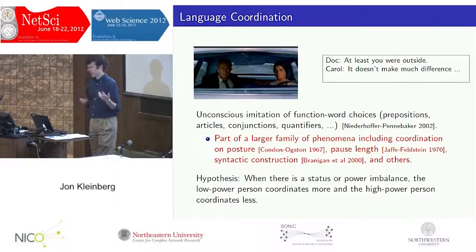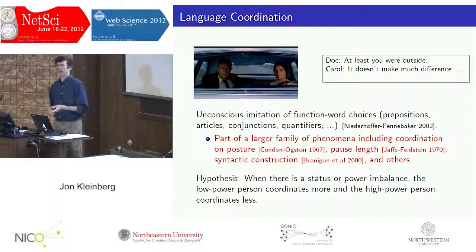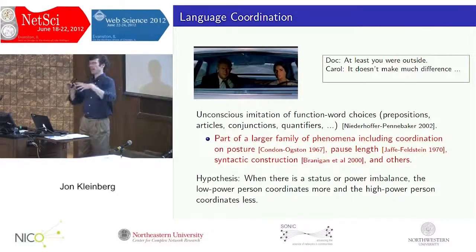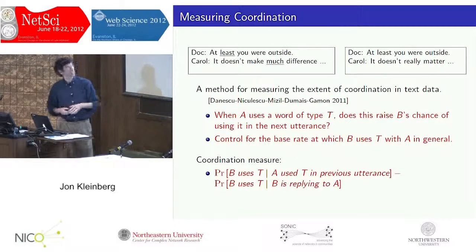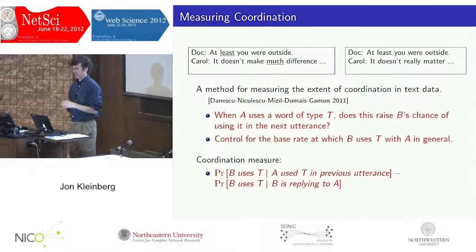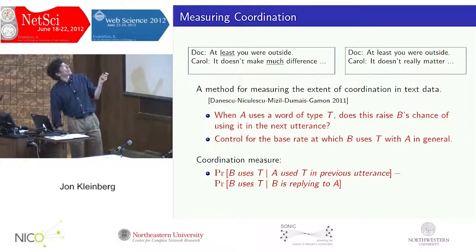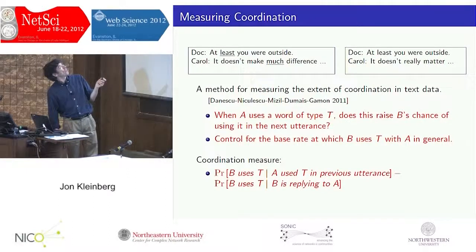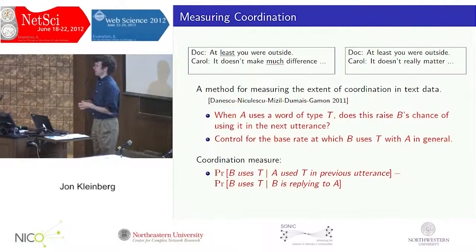Now, if we want to do this at a large scale, we need an algorithm to measure coordination. And my co-author, Christian, whose work really was the original work in 2011 that brought this idea of language coordination into these online data sets, had this proposed measure for how to tell if coordination is happening. So the idea is A and B are talking to each other. When A uses a word of type T, a preposition or a quantifier, say, does this raise B's chance of using it in the very next utterance? Now, what we need to do is control for the base rate at which B uses prepositions in general. And not just that, but the base rate at which B uses prepositions when they talk to A.